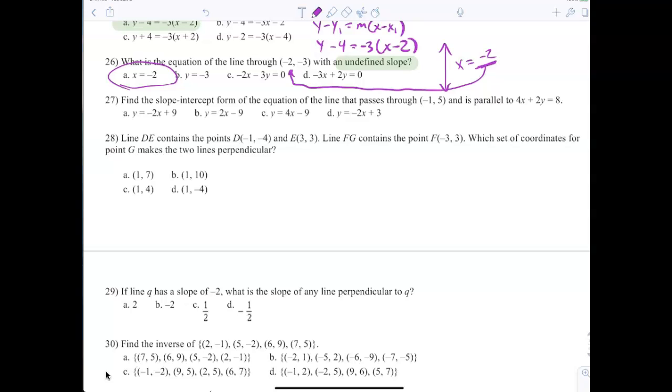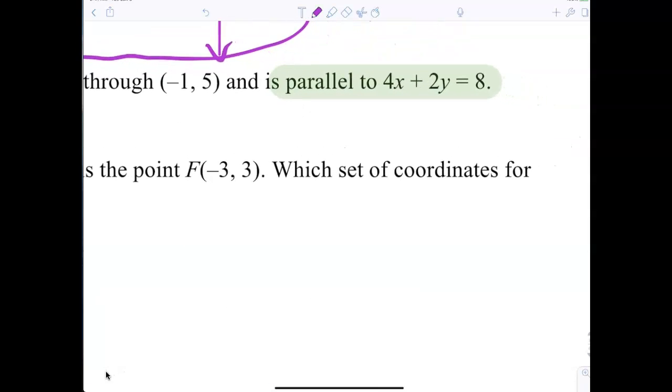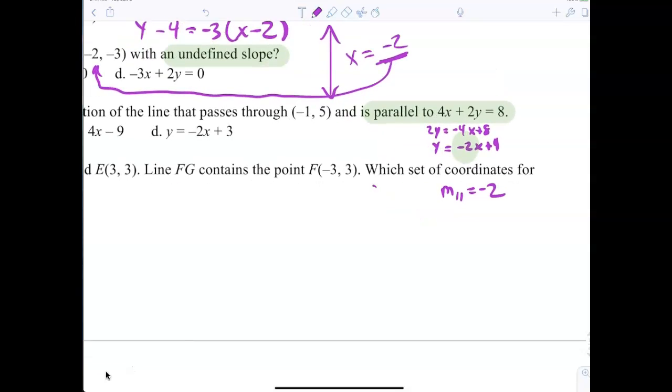All right. Now for question number 27. Find the slope-intercept form of the equation of the line that passes through negative 1, 5, and parallel. So we already described up above, parallel means the same slope. So the first thing we have to do is find the slope. To find the slope, you got to put it in y equals mx plus b. So you'd have 2y equals negative 4x plus 8. Divide by 2, y equals negative 2x plus 4. So the slope of this line is negative 2. So then the slope of the parallel line would also equal negative 2. And it passes through the point negative 1, 5. All right.